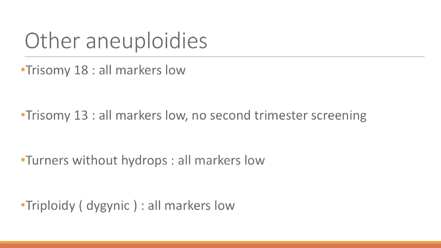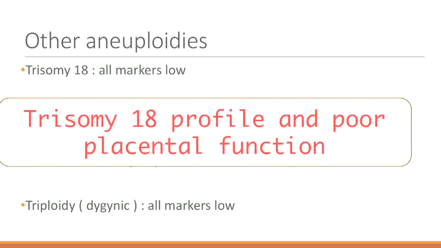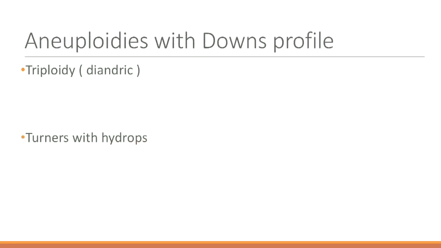Now in other aneuploidies like say trisomy 18 or trisomy 13 or triploidies, digynic triploidies, just the opposite happens. In fact, you have decreased placental products as well as decreased fetal products. So you have a combination of both, and this is what is called the trisomy 18 profile of poor placental function. So here you will find that the curves are all towards the left. Beta HCG, inhibin A, everything is less because the placental as well as the fetal function is going to be poor. And here also you have to remember that the Down syndrome profile that you see, that is increased placental products and decreased fetal products, can occur in other aneuploidies as well, like diandric triploidies or Turner's with hydrops.